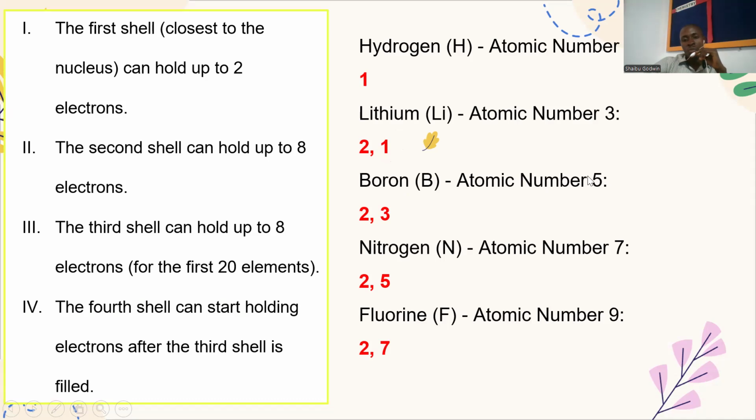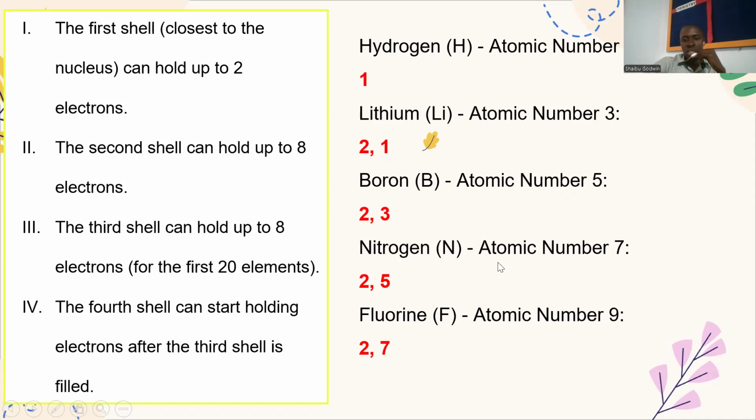Boron has atomic number 5, has 5 electrons. So the first shell will take 2 electrons, and then the next shell will take 3 electrons. So altogether is 5. So there are no more electrons. So this is the electronic configuration of boron.